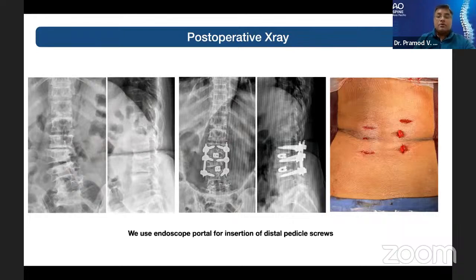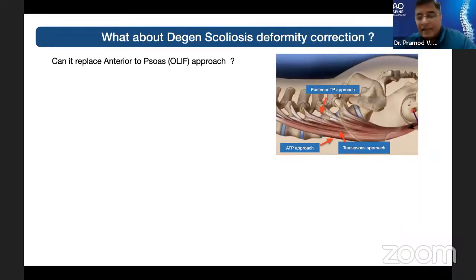So we use the endoscope portal for the insertion of the distal screws. So 6 stab incisions, and we can do a 2-level TLIF. So can this technique be used for degenerative scoliosis deformity correction? Presently, the anterior to psoas approach, the OLIF approach, is the gold standard for degenerative scoliosis deformity correction, which involves the approach anterior to the psoas. Secondly, we have the XLIF, which is trans-psoas, and lastly, something which is new, the posterior to the psoas approach, the PTP approach.